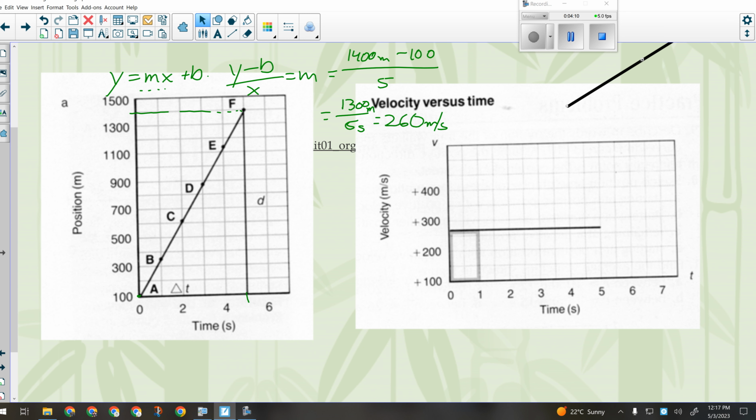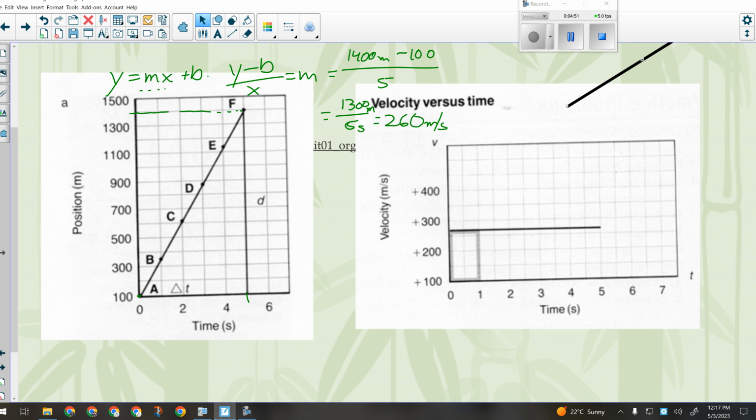Okay, and we said earlier that this is a graph showing an object traveling at a constant velocity. The graph on the right is a velocity versus time graph. What is it showing? Velocity is on the y-axis on that graph. Time is on the x-axis. What's it showing? It has a constant velocity. Yeah. It's showing an object traveling at a constant velocity.